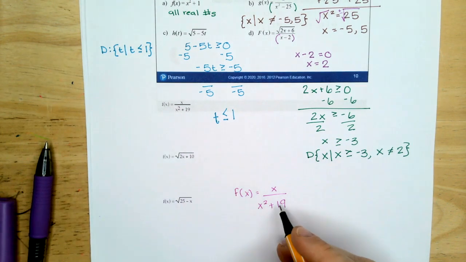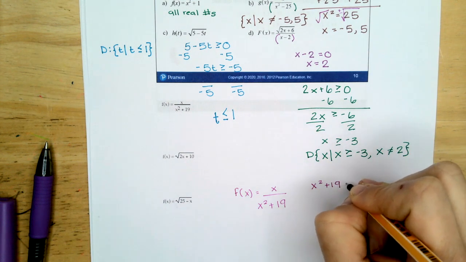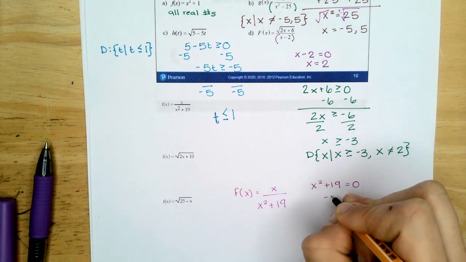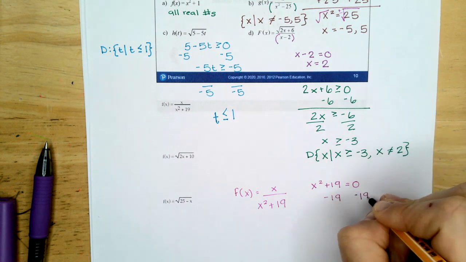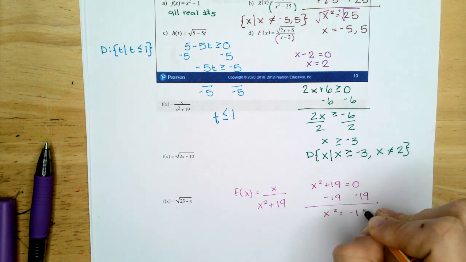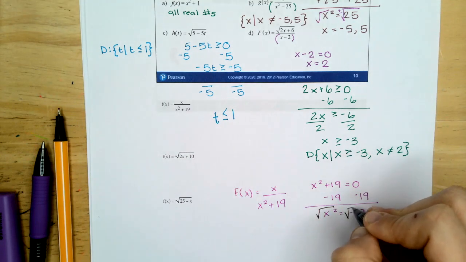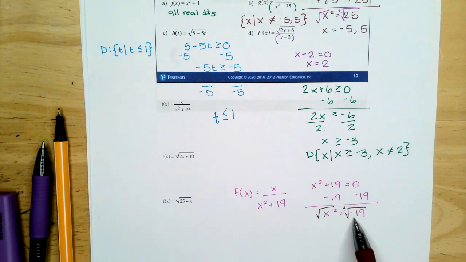What we are worried about is the x squared plus 19. We don't want that to equal 0. Okay, so we're going to subtract 19, x squared equals -19. Take the square root and plus or minus, but the square root of a negative number, no solution. So this one's okay.